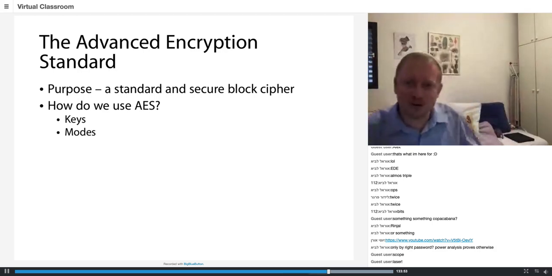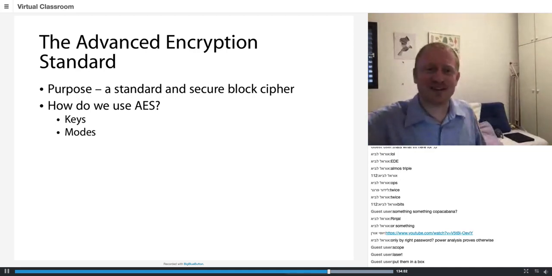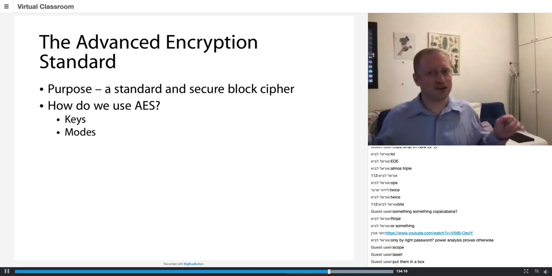So what do you do if you want to use lasers for implementation security? You make this, so this box is actually the laser lab. And there is a safety catch, so the laser will not turn on as long as this box is closed.